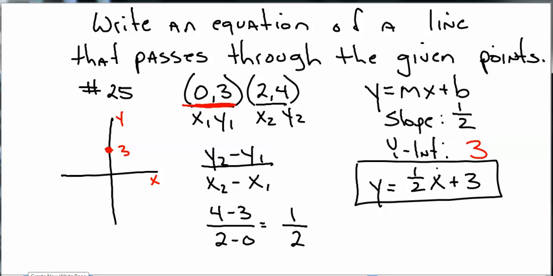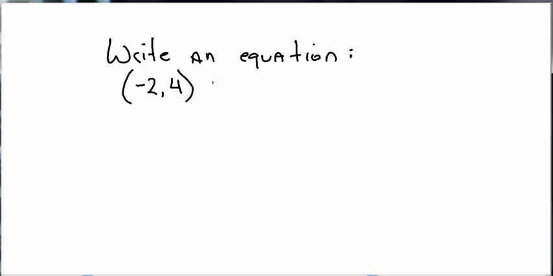Alright, so let's do the same thing. Write an equation of a line. And I'm going to give you 2 points. And let's do -2, 4. And let's do 3, -1. Now I'm going to do the problem up on the wall without saying anything. You do it on your paper. And then if you get stuck, look up. And then we'll talk about it at the end. Okay?